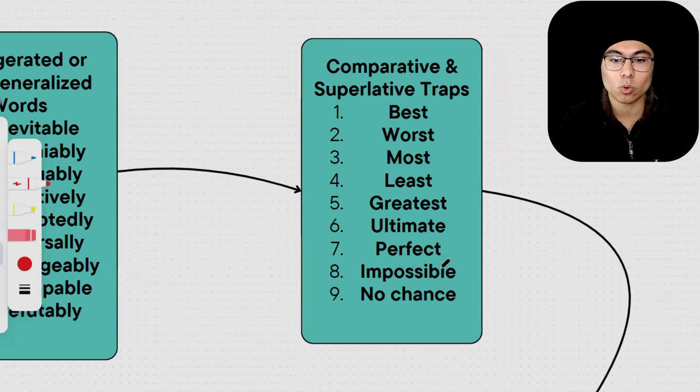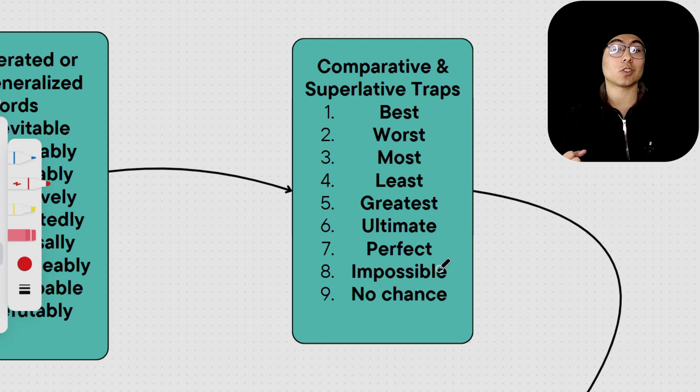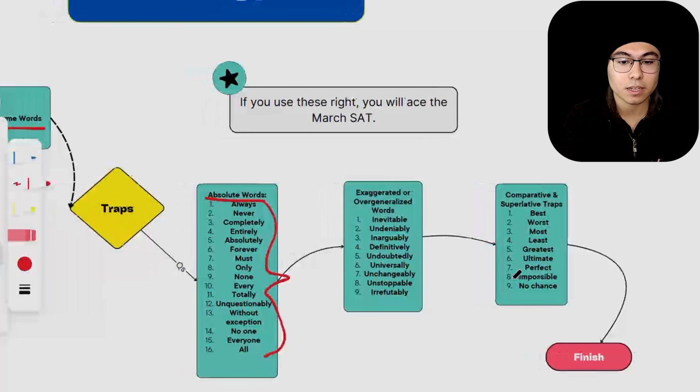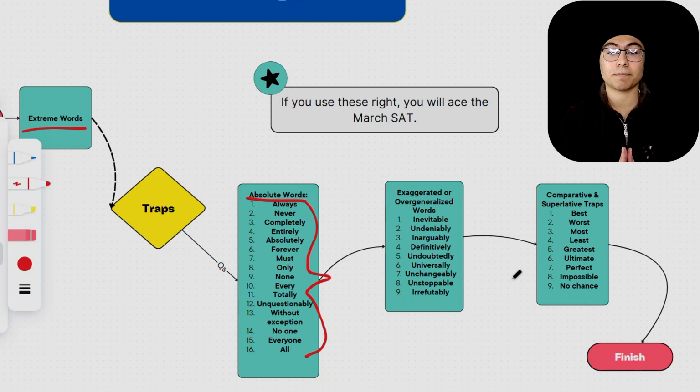And the next category is comparative versus superlative traps. Best, worst, least, greatest, ultimate, perfect, impossible, no chance. So I highly recommend you to know these. And I've actually got a PDF in the description below if you want to access these.